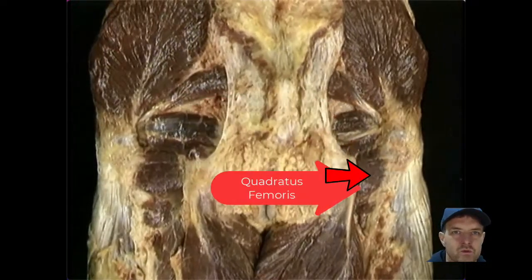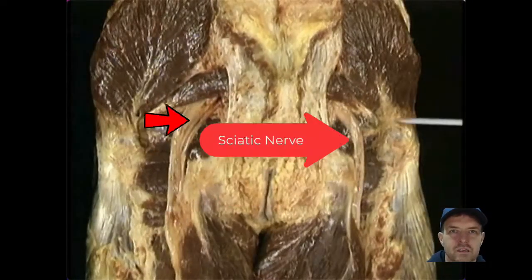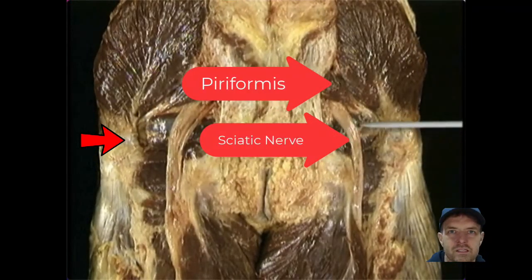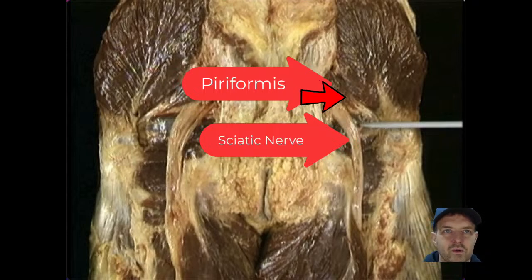Gemelli muscles, quadratus femoris. And then there we go. There's your sciatic nerve. Look at that. That's a nice one, actually. Forgotten how good this video was. So there's your piriformis. There's the sciatic nerve coming through, just there and there.